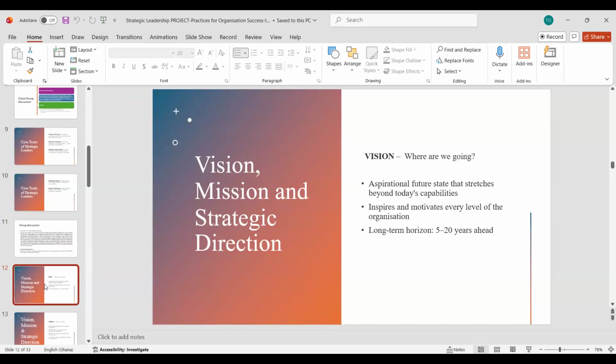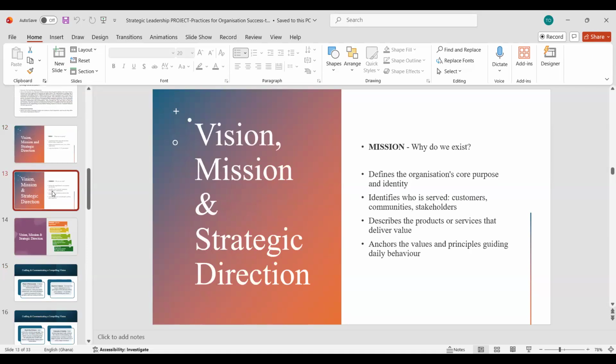So in strategic leadership, we are also interested in where we are going as an organization. It's more about not today, but five to twenty years ahead. Where do we want to go? Where are we aspiring to? And every strategic leader, as we indicated at the beginning of the lecture, should work with his people so that they will come up with a vision. And this should be inspiring. This should be motivating.